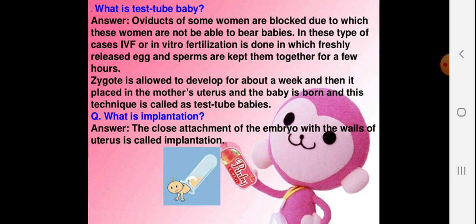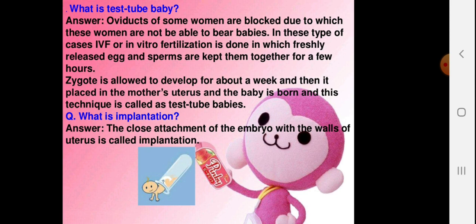What is implantation? The close attachment of the embryo with the walls of the uterus is known as implantation, which is the most important stage after the zygote formation.